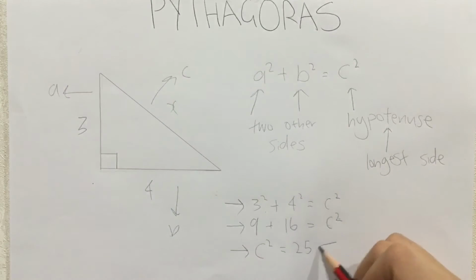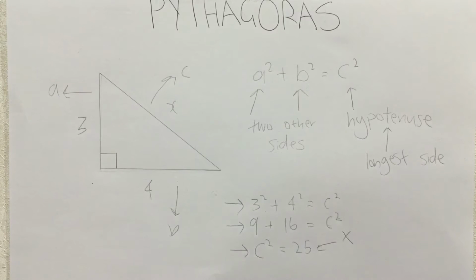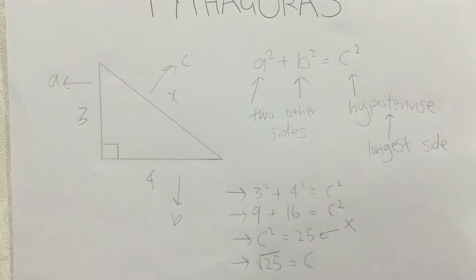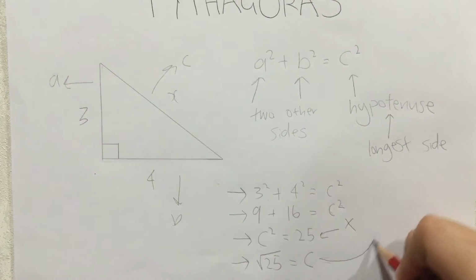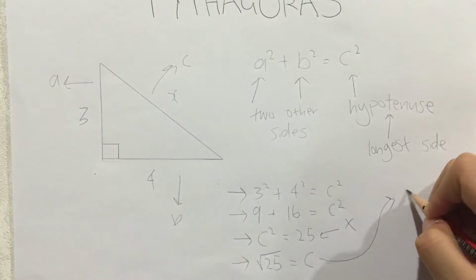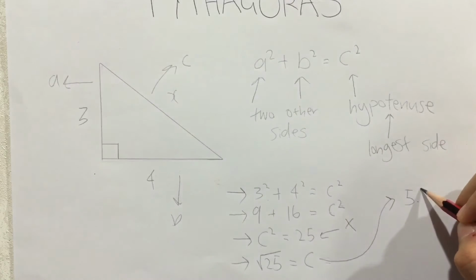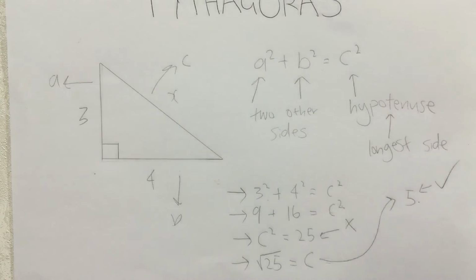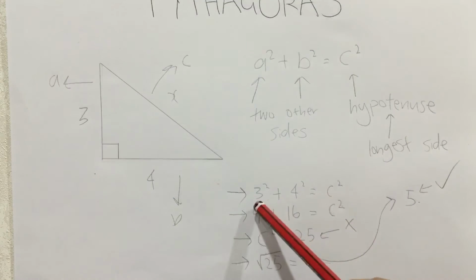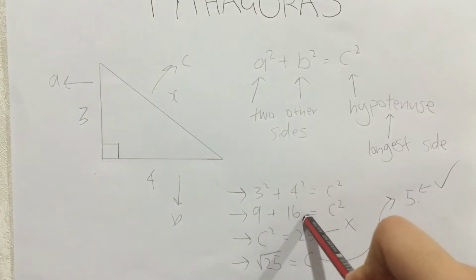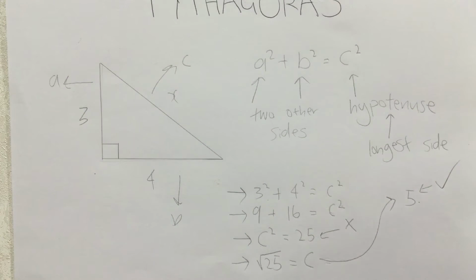Remember, 25 is not your final answer. What we want to find is c. Right now we have c squared. All we have to do now is to square root 25, which will give us c, which, if we bring it up here, is 5. That means that our final answer is 5 and c is 5. Referring back to our original, that means that 3 squared plus 4 squared equals 5 squared.